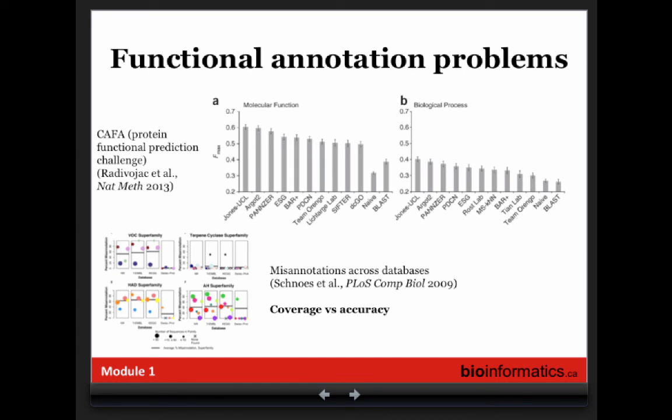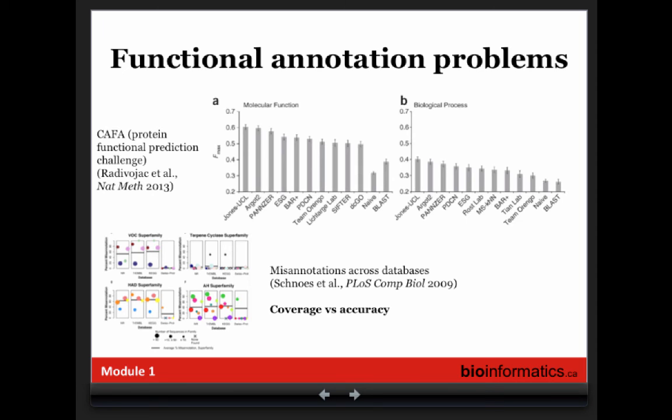Okay, so I think Morgan will talk more about the functional annotation problems when he talks about metagenomics. But here I'm just highlighting two papers. In the first paper, it's a sort of protein functional prediction challenge, where a large group of bioinformatic researchers take a large list of genes of unknown functions. So these are hypothetical proteins or hypothetical genes in genomic sequences, and then they do functional predictions using tools like BLAST, Sifter and Argon and so on to predict the functions of these sequences.